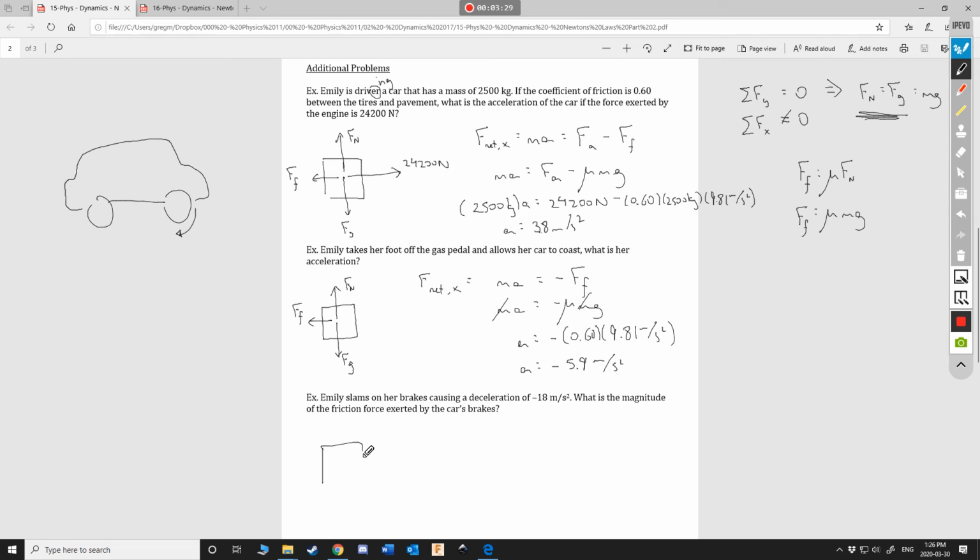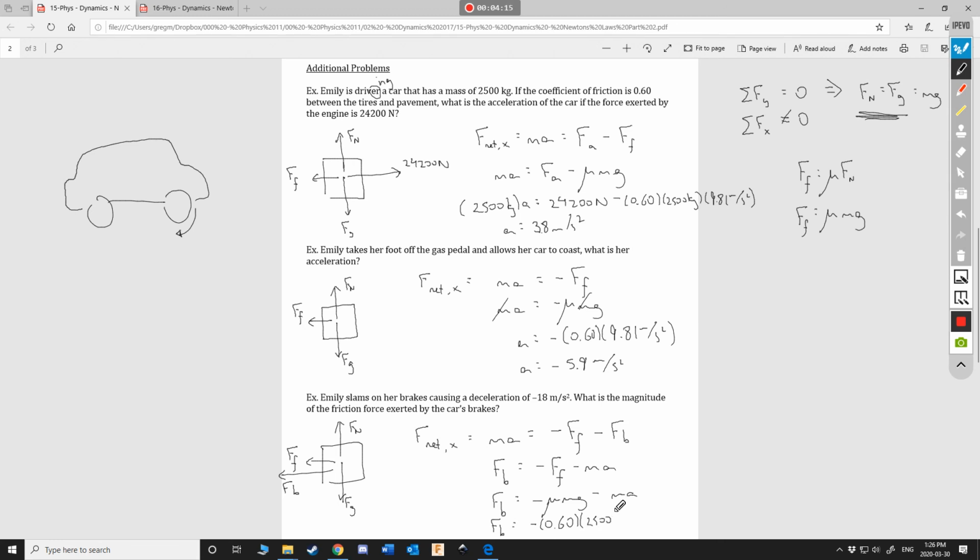For our last one, Emily slams on the brakes. So force of gravity is down, force normal is up, force friction is still in that direction, but now there's also that force of the brakes. So when I write out F net x, it's still ma is equal to that negative force of friction, but now there's also that Fb in the same direction. So if I rearrange this equation, I get Fb is equal to negative force of friction minus ma. Fb is equal to negative mu mg minus mass times acceleration. Be careful with this one though, because acceleration is negative.